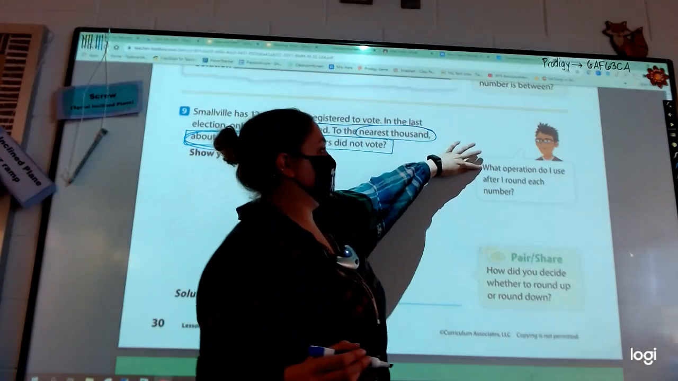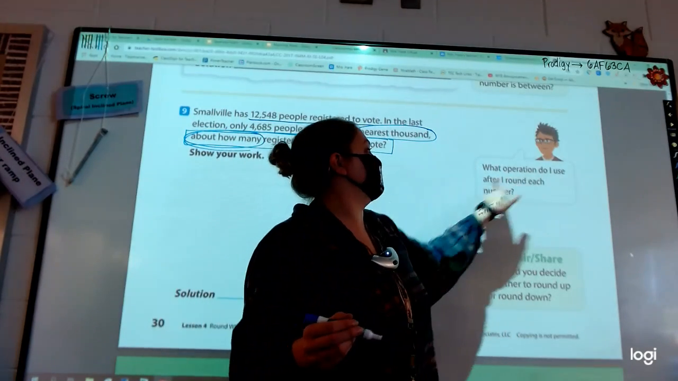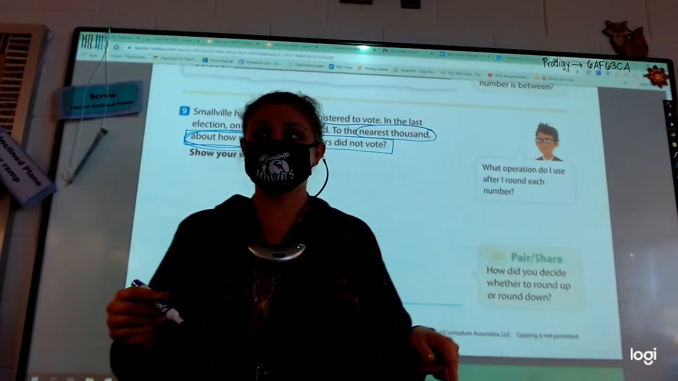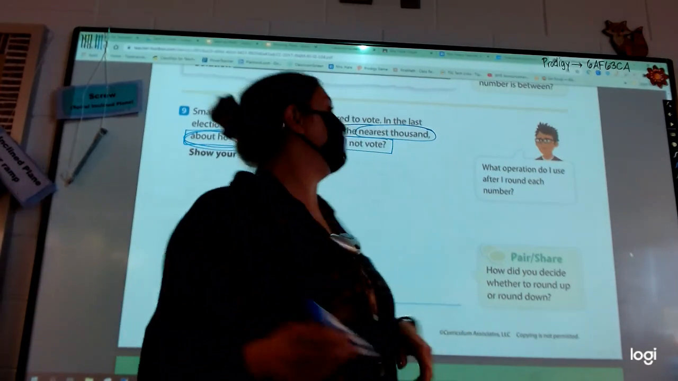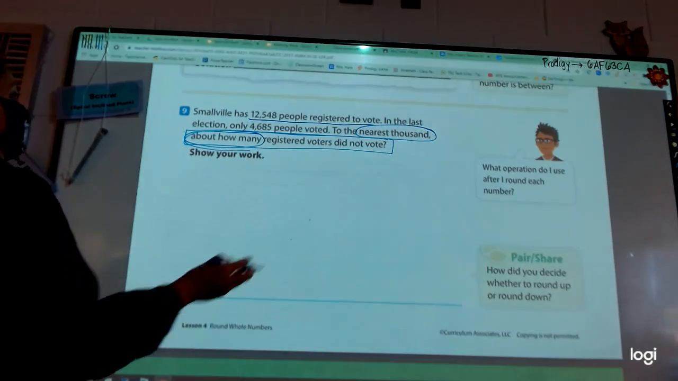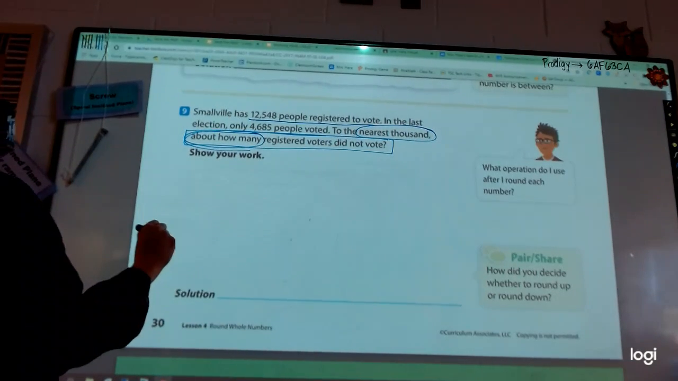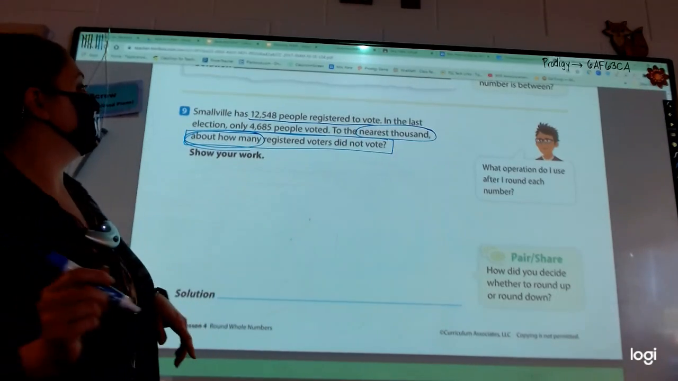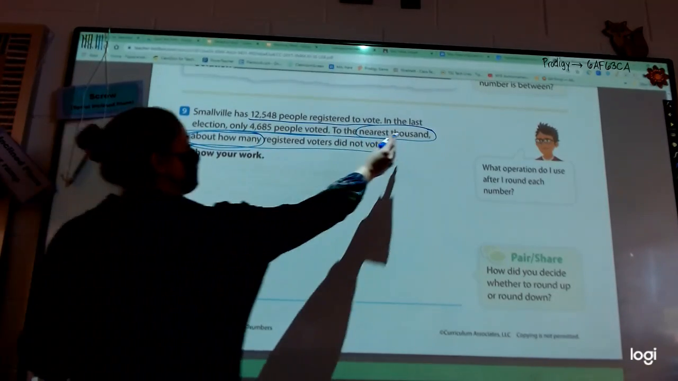So see what this guy says. He says, what operation do I use after I round the numbers? So you always round your numbers first, okay? You round them first to make it easy. So before we do any math, we need to round our numbers to which place? Madeline? The nearest thousand.